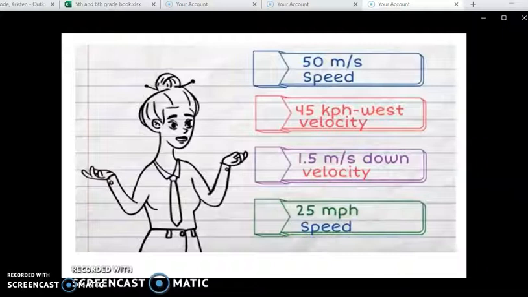All right, here's your answers. How did you do? We have 50 meters per second, this is speed, and this 25 miles per hour is the speed, simply because it's telling me the speed. What were the key words in these 2 that made it velocity? That's right, we have west, which is a direction, and we have down, which is also direction. So remember what velocity is. It's how fast something moves over a certain distance in a specific direction. In this case, it was west or down.